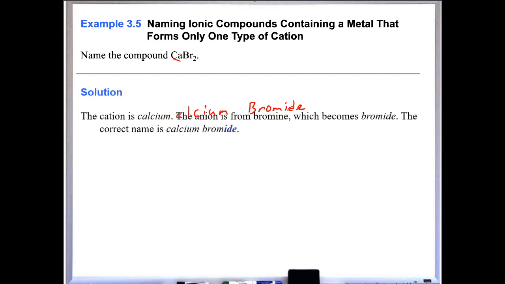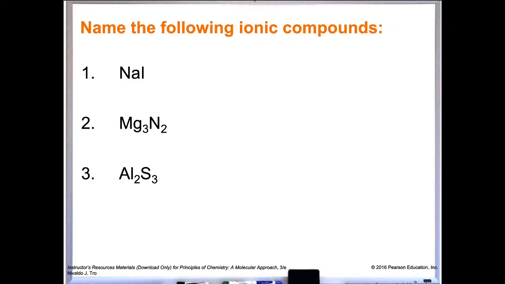See what they say here. The cation is calcium, the anion is bromine, which becomes bromide. The correct name is calcium bromide, just like we said. Now here's another one. It says name the following ionic compounds. Same thing here. Give this one a try, and then we'll talk about it.